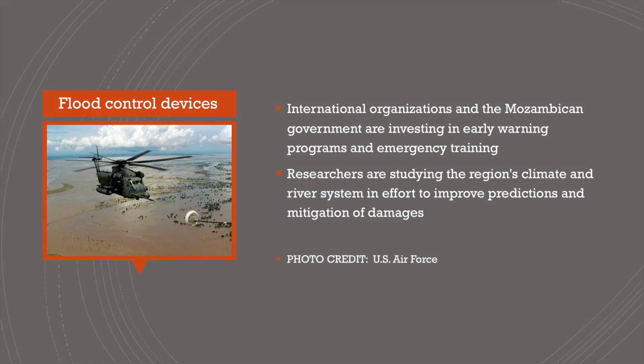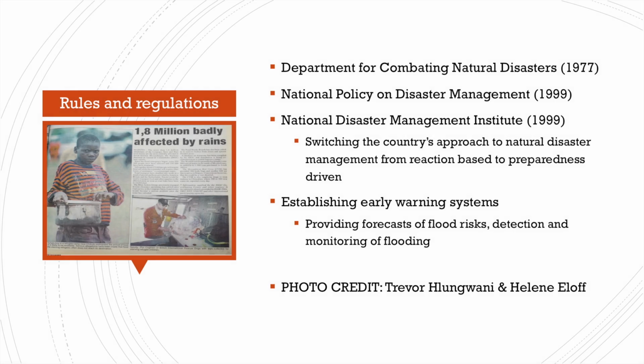Rules and regulations in Mozambique have seen many improvements over the years. In 1977, the country passed a key law establishing the Department for Combating Natural Disasters, and in 1999, it passed a law establishing the National Policy on Disaster Management, which created the National Disaster Management Institute, replacing the DCND. These developments signaled a switch in the country's approach from reaction to preparedness when it comes to natural disasters. The early warning system provided forecasts of flood risks, detection, and monitoring of flooding. The data they collect is used to put out warnings when necessary, allowing time for coordinated response and mobilization of resources.